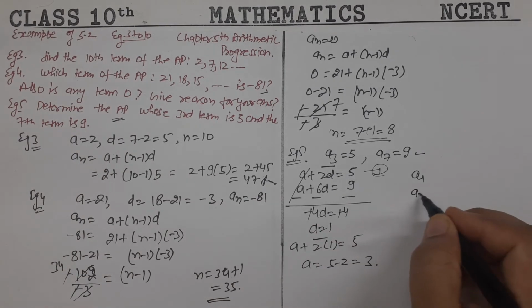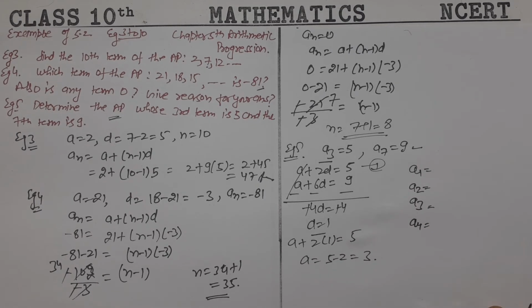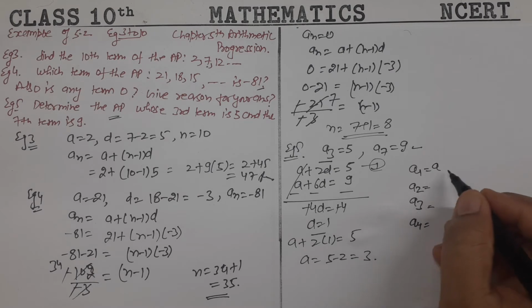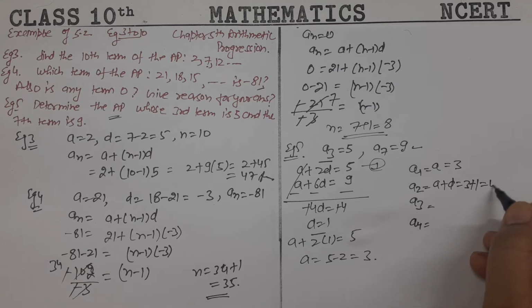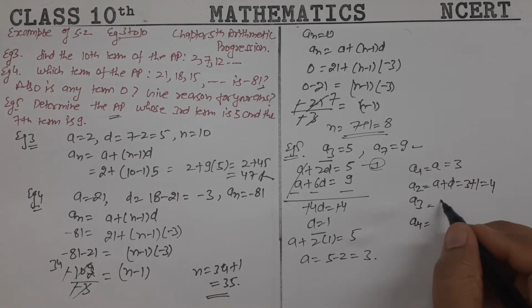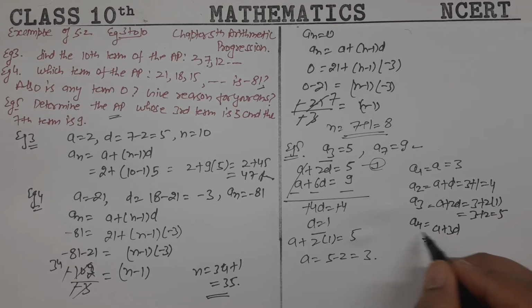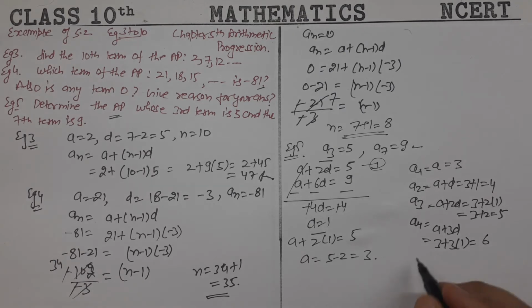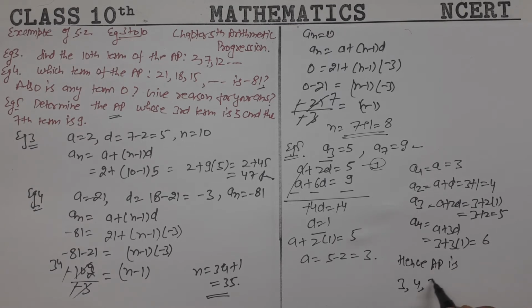To find the AP, we will find A1, A2, A3, A4. A is the same. A2 is A plus D, 3 plus 1 makes 4. A3 is A plus 2D, 3 plus 2 into 1 makes 5. A4 is A plus 3D, 3 plus 3 into 1 makes 6. Hence, the AP is 3, 4, 5, 6 and so on is the answer.